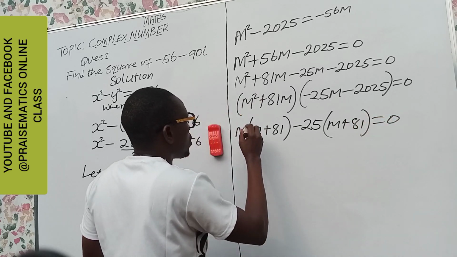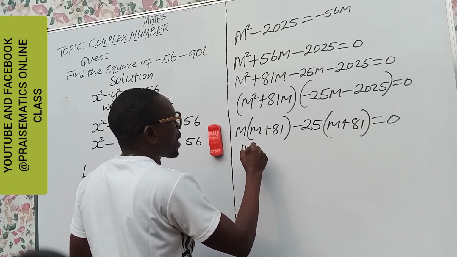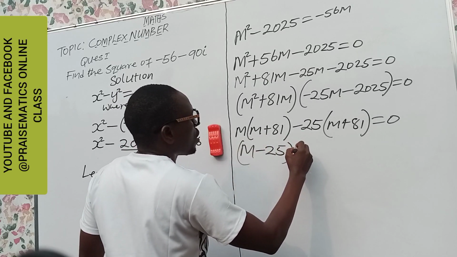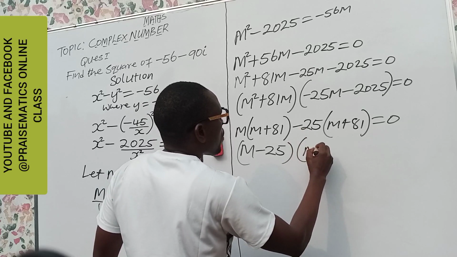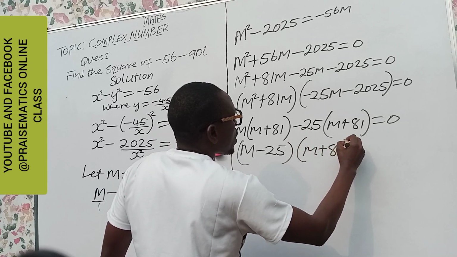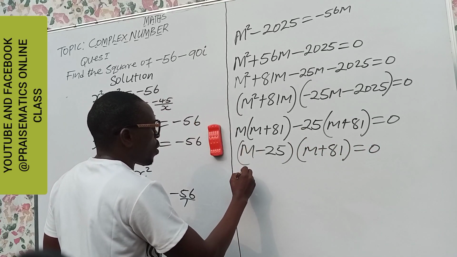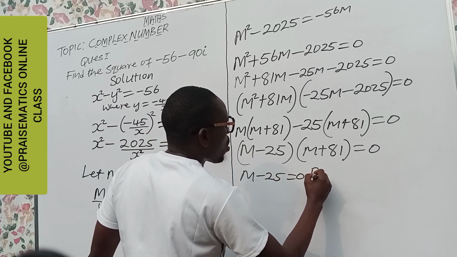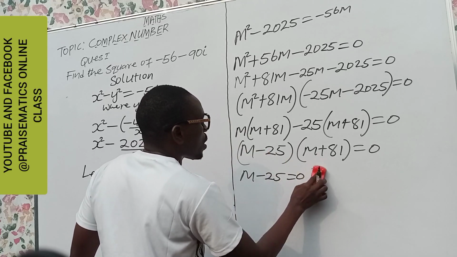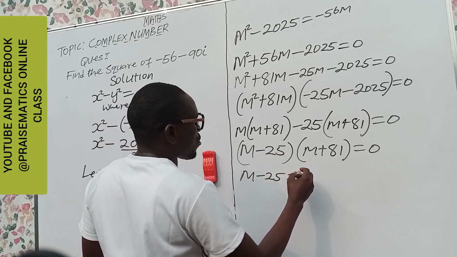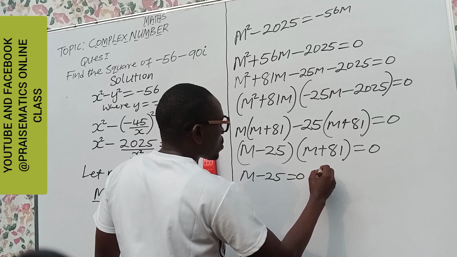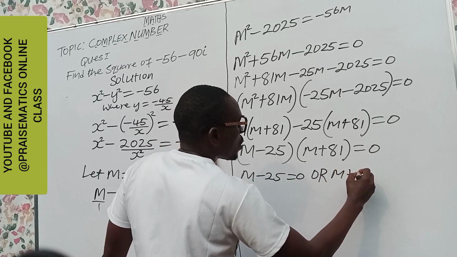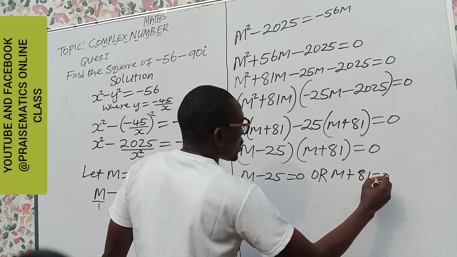All equal to 0. Now what do we have? 1 outside the bracket. 1 minus this 25. Close it. And into what? M plus what? 81. Close it. All equal to 0. So M minus 25 equal to 0, or M minus 25 equal to 0, or M plus 81 equal to 0.